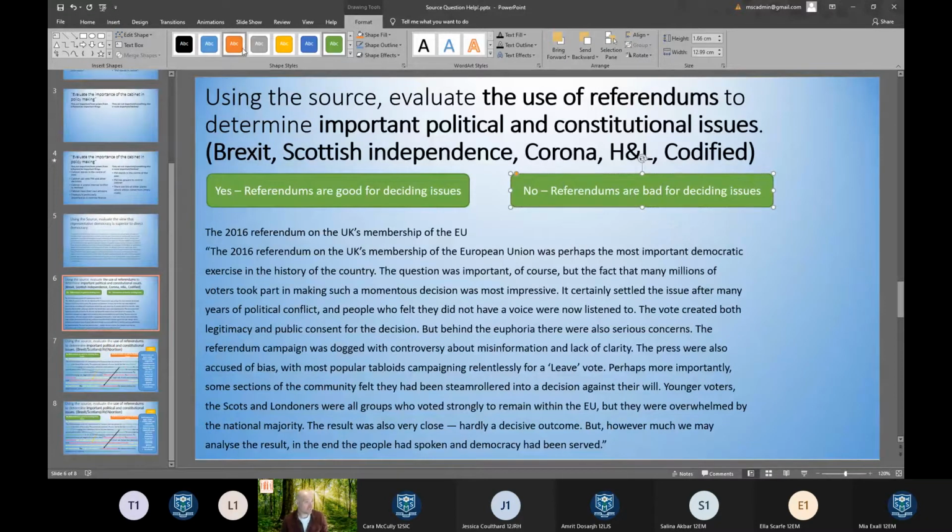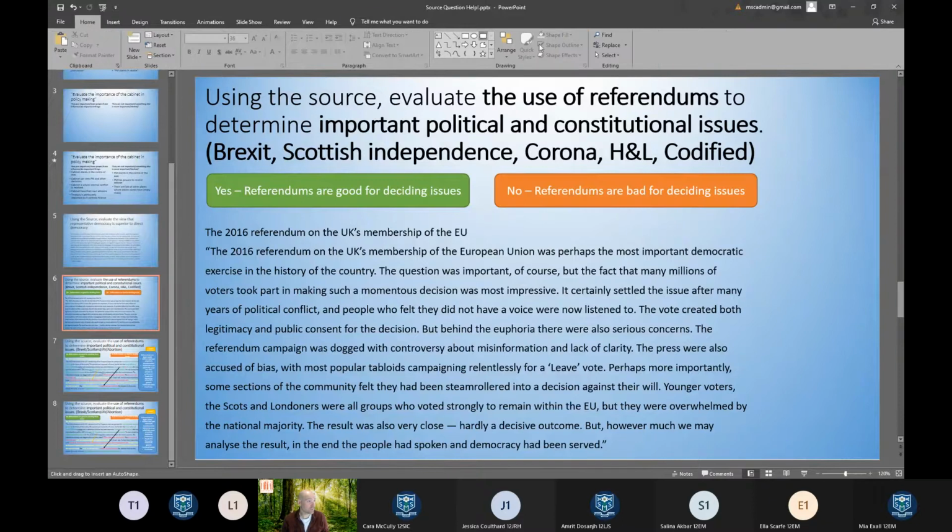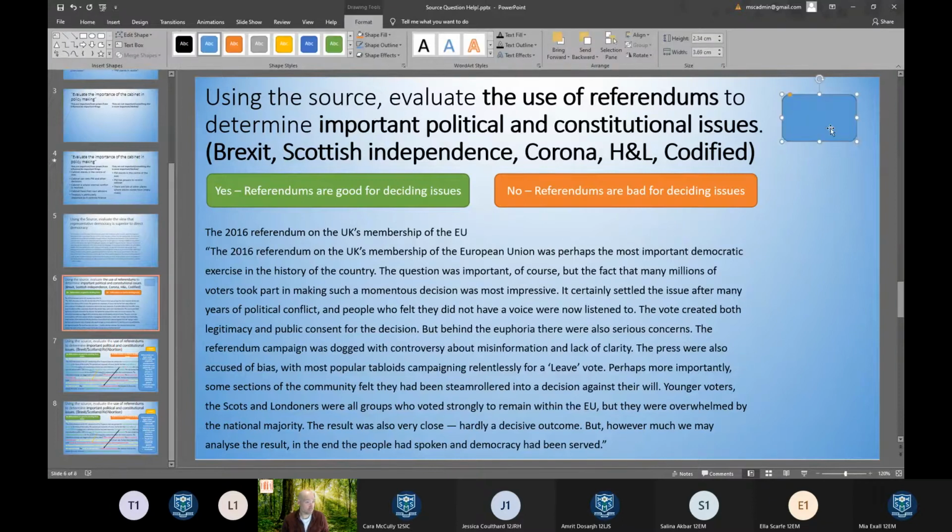But as the question doesn't really give us any more guidance on that, I'm just going to go in as a general: referendums are good for deciding these issues, and no, referendums are bad for deciding these issues. I'm also just going to put another color here, just on the side in another box, because I'm going to be going through the sources in a minute.